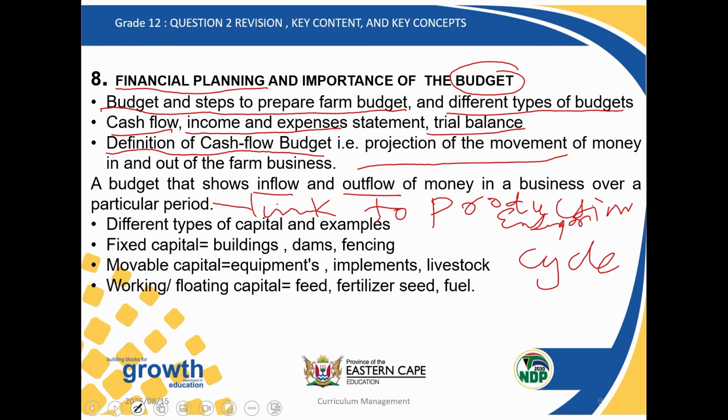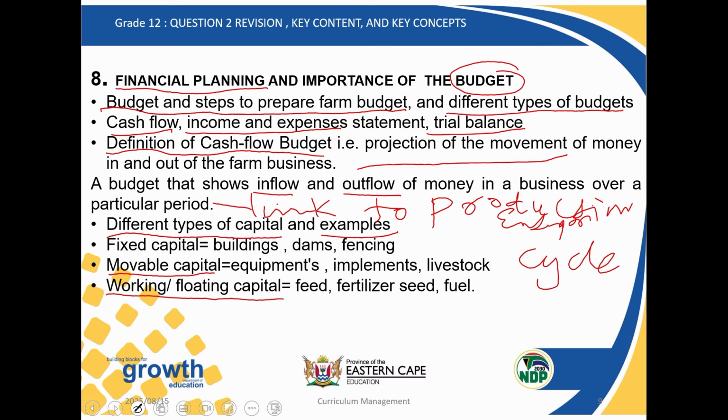Then you have different types of budget and different types of capital, and the examples. You must be able to identify those should you be given pictures. You must be able to identify movable capital, working or floating capital, as well as the examples that are given.